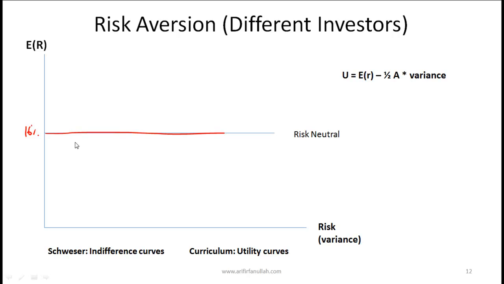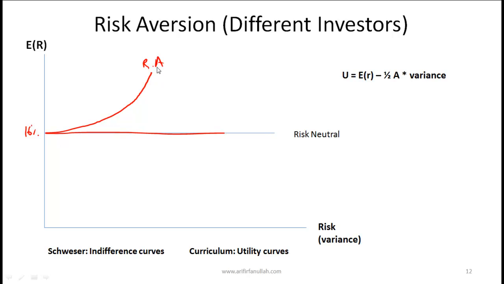So for a risk neutral investor, his utility curve or indifference curve is represented by horizontal lines. Now let's take another more normal investor who is risk averse. So for a risk averse investor, a utility curve or the indifference curve will look like this, which says that, so this is for risk averse. If the level of riskiness increases, then he needs to get a higher return to keep him equally happy.